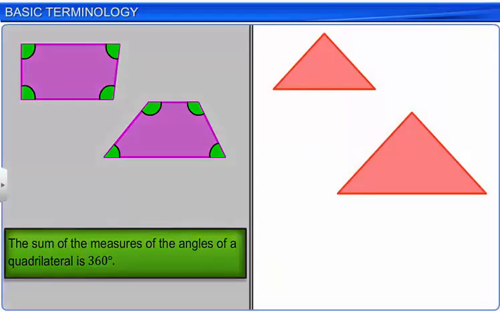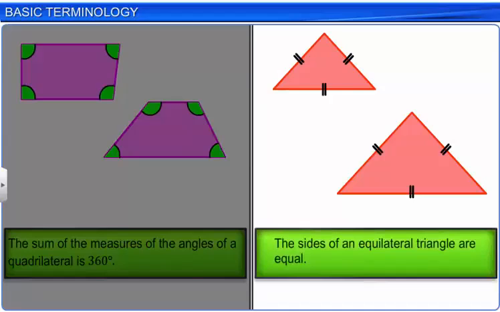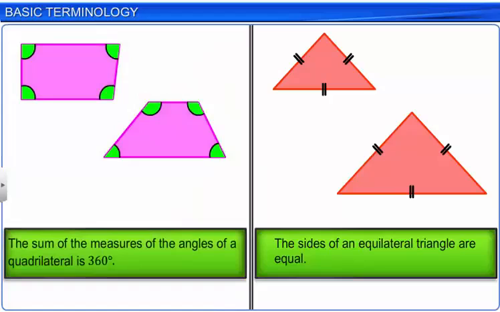In the second activity, we'll measure the sides of some equilateral triangles. We know that the sides of an equilateral triangle are equal. Here also, we'll get the same result if we perform the activity any number of times. Such activities are called experiments.